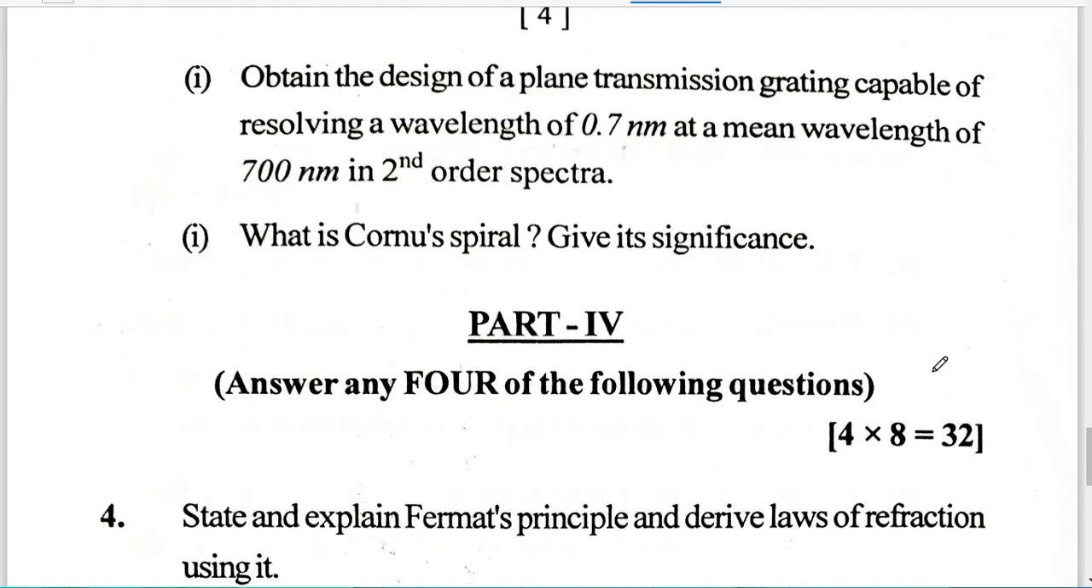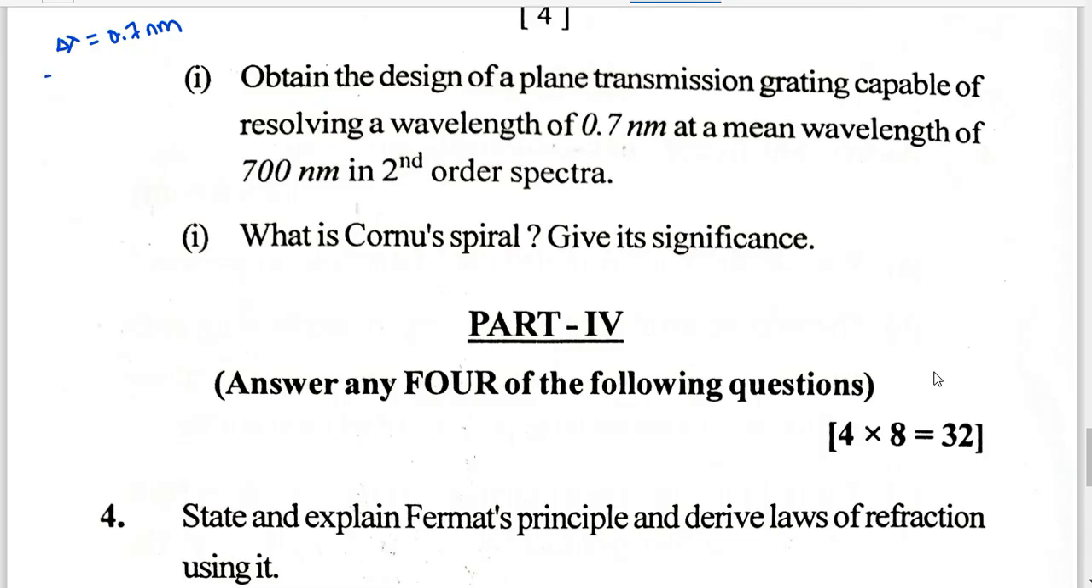So in the question it is given: obtain the design of a plane transmission grating capable of resolving a wavelength of 0.7 nanometer at a mean wavelength of 700 nanometer in second-order spectra. In the question, the resolving wavelength, that is delta lambda, is equal to 0.7 nanometer, because that is a small change in wavelength that can be resolved.